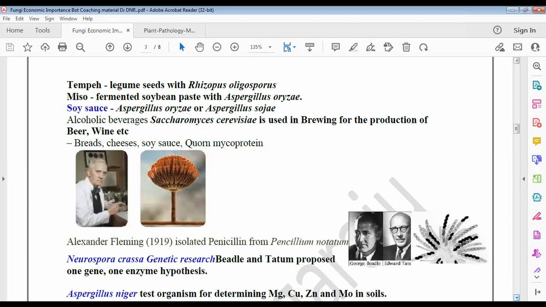Plasmopara viticola caused vast damage to the grapes. There was no grape production in France. The total wine industry and whiskey industry collapsed because of the single fungus. What is that?